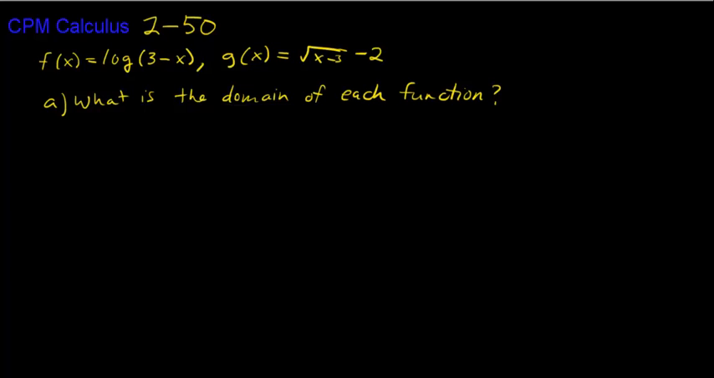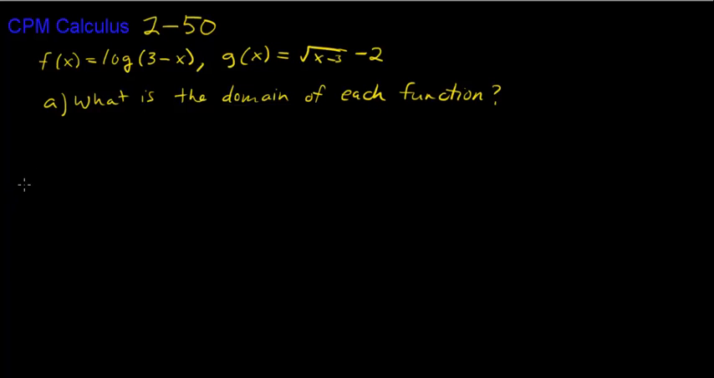So this is CPM Calculus, Chapter 2, number 50. So here we're given two functions. f of x is log of 3 minus x, and g of x is equal to the square root of x minus 3, quantity, minus 2. So first, part A, we're asked, what is the domain of each function?